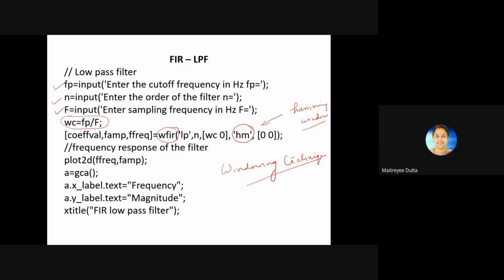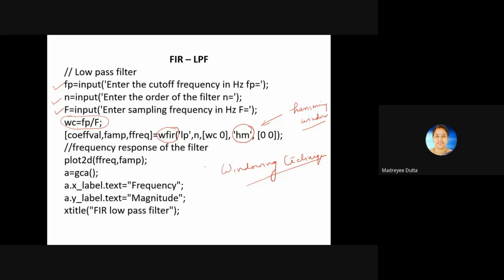But it has been found that if we use the Hamming window, the filter response gives a smoother graph. That's why we mostly use the Hamming window in windowing filter design.